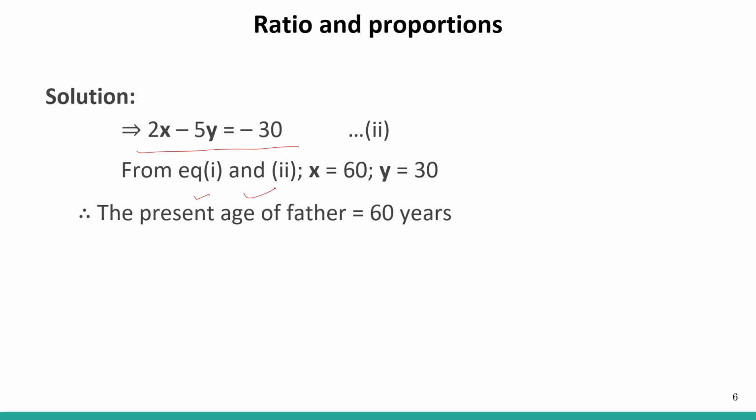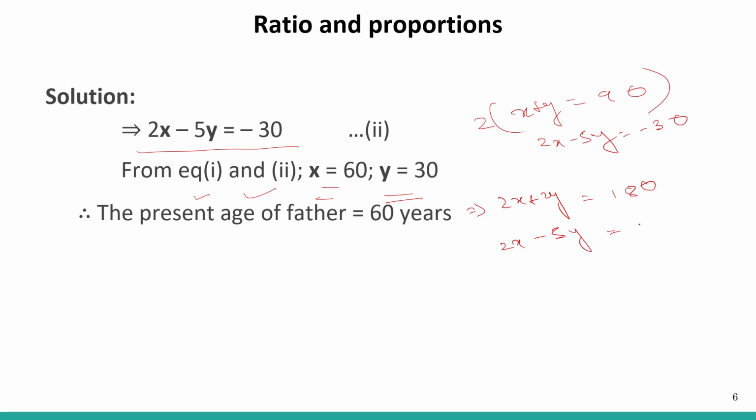From equations 1 and 2, x is equal to 60 and y is equal to 30. As x plus y is equal to 90 and 2x minus 5y is equal to minus 30, let's multiply the first by 2. We are left with 2x plus 2y is equal to 180, and 2x minus 5y is equal to minus 30. Subtracting, we are left with 7y is equal to 210. This implies that y is equal to 30.